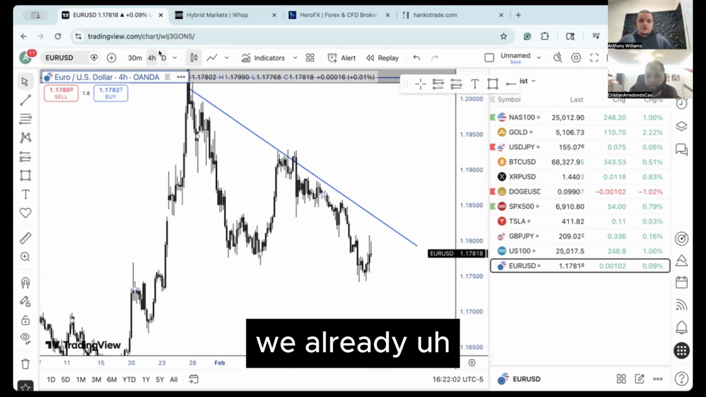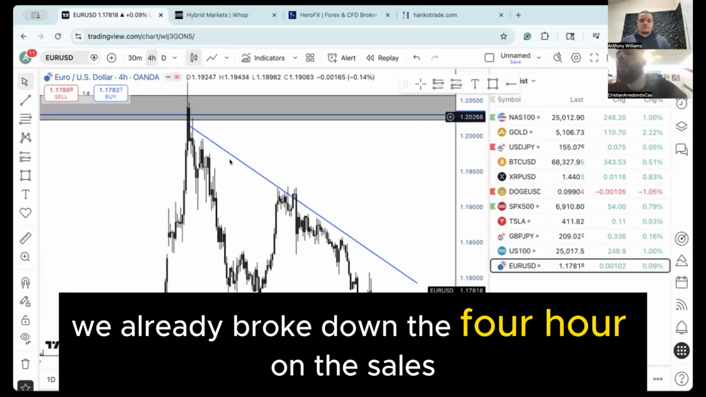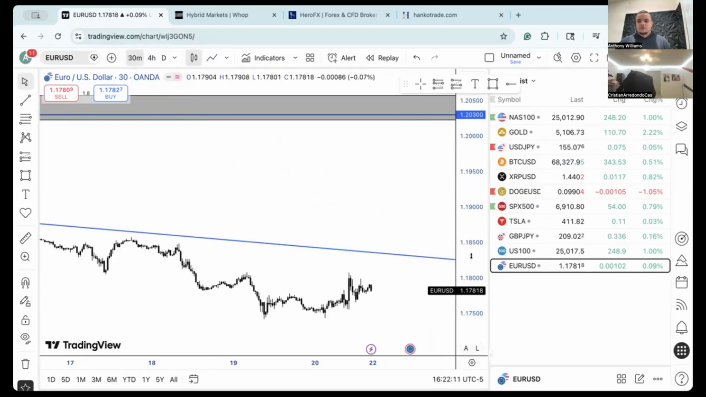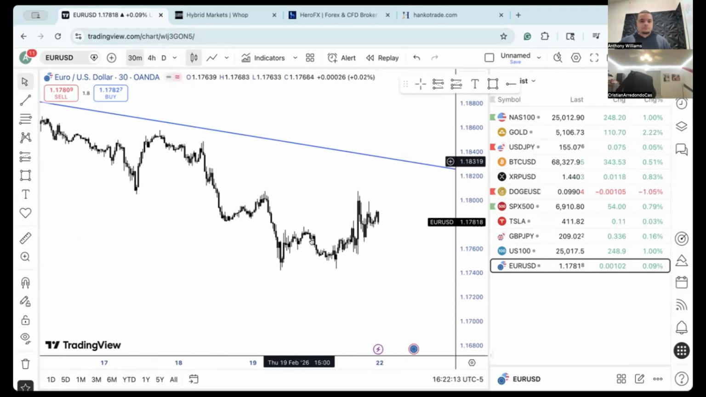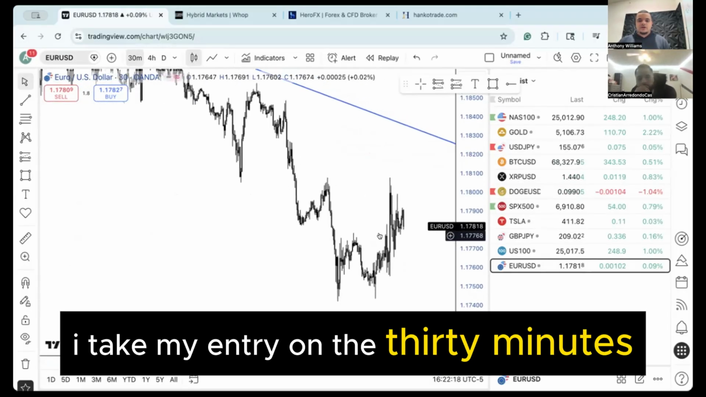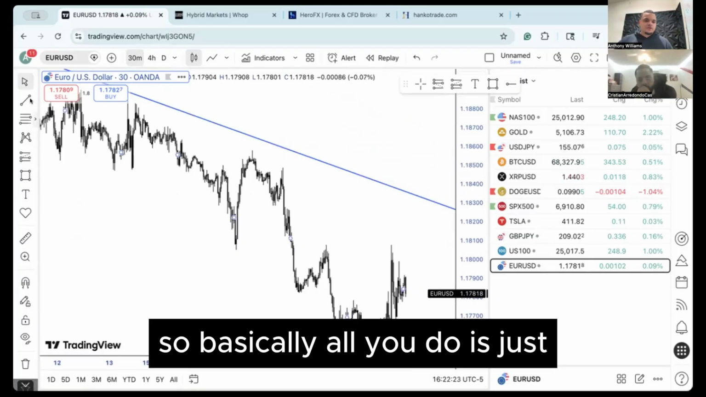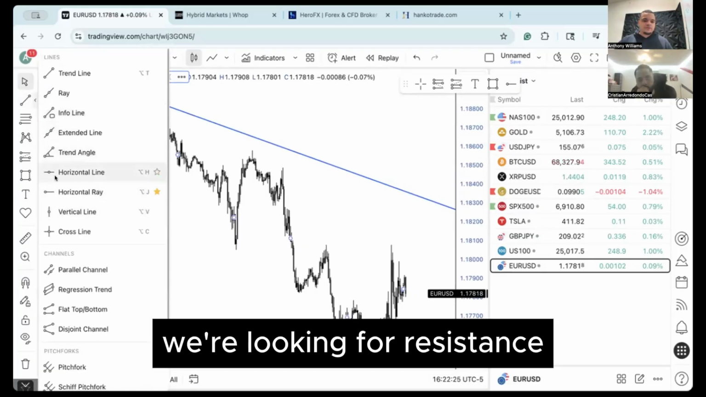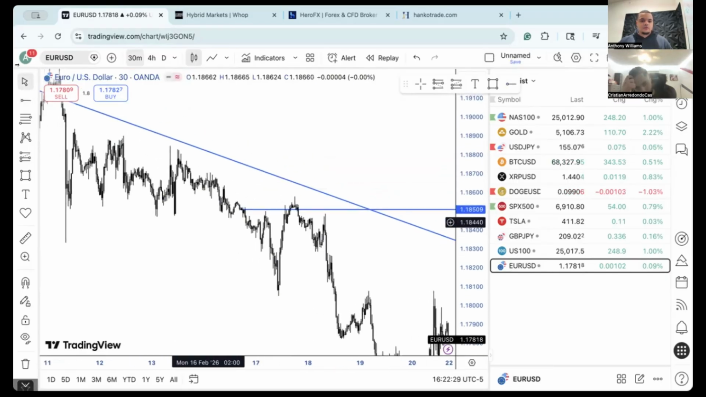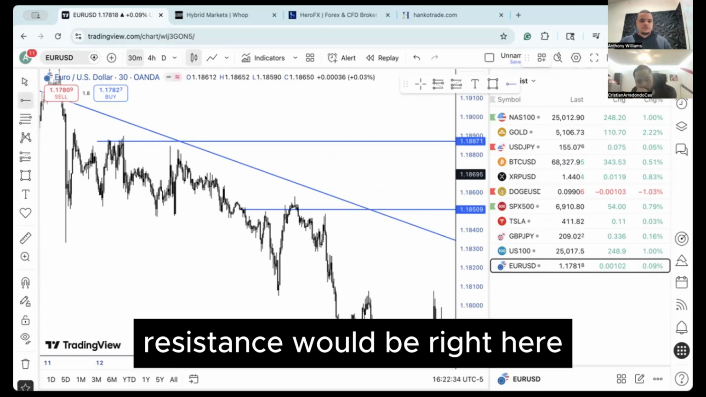We already broke down the daily on the sales. We already broke down the 4 hour on the sales. So now I take my entry on the 30 minutes. Let me zoom in. I take my entry on the 30 minutes because we already understood the sales the whole time. So basically all we're looking for is resistance. Resistance would be right here. Resistance would be right here. Resistance would be right here.